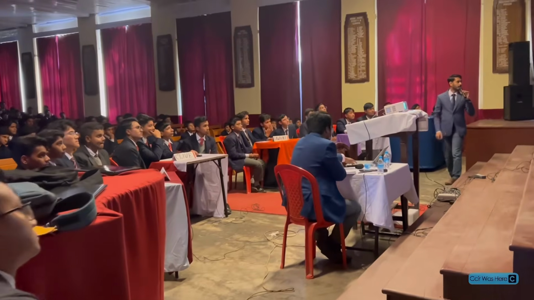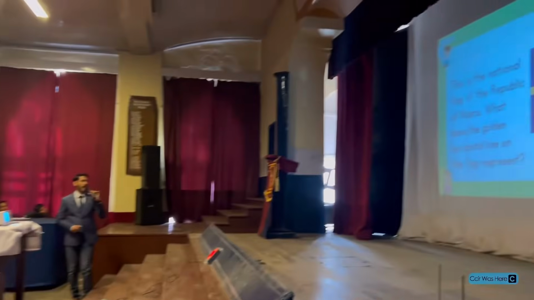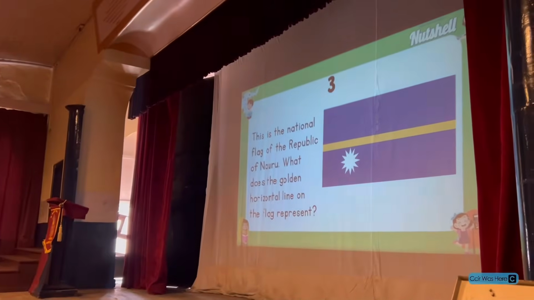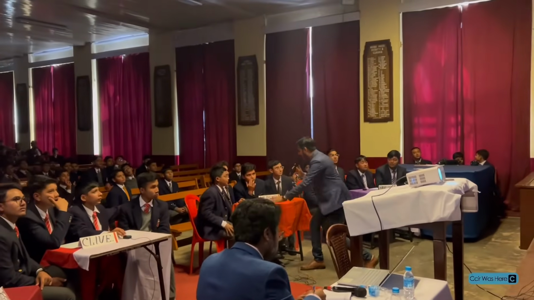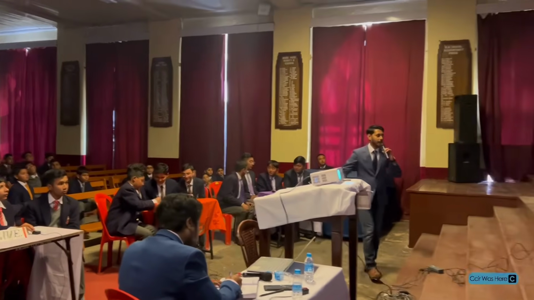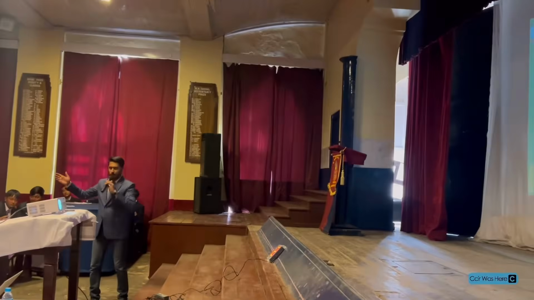Here's the third one. This is the national flag of the Republic of Nauru. What does the golden horizontal line represent? Team number 2. What does it represent? Equator. Brilliant answer. This is the equator. The imaginary line equator is what we are looking for.